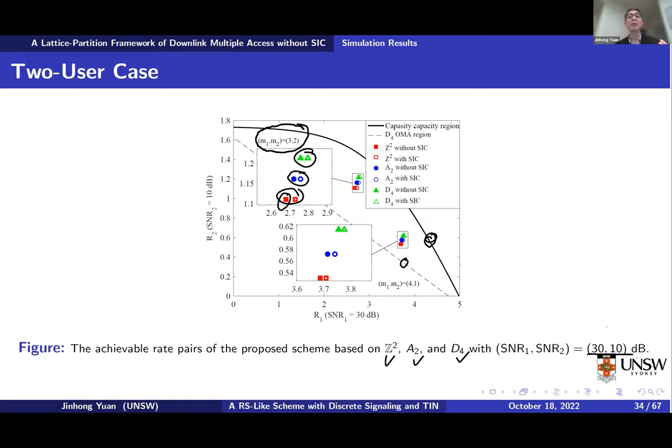But you also have a choice. Say, if you want to do successive interference cancellation, you can improve the stronger user. Here is user one's rate, but user two's rate does not improve. But the improvement is very minor if you show it in this picture. So that is a two-user case.